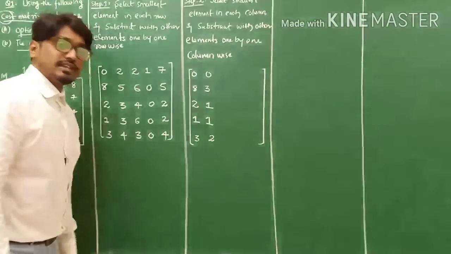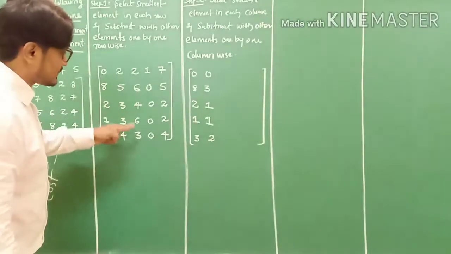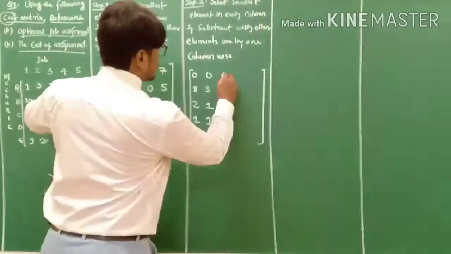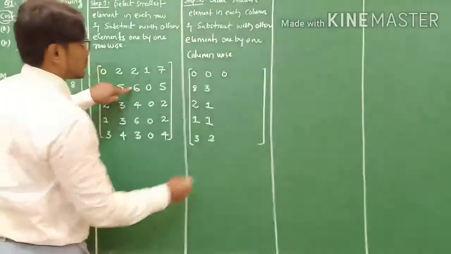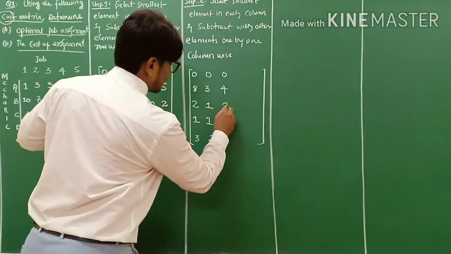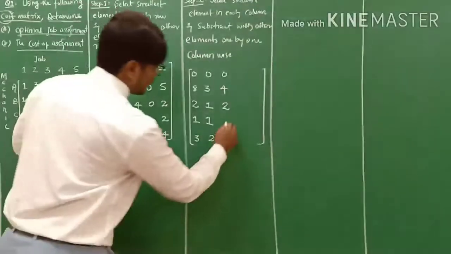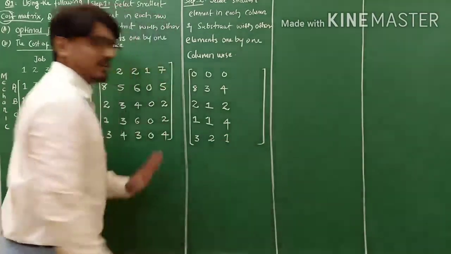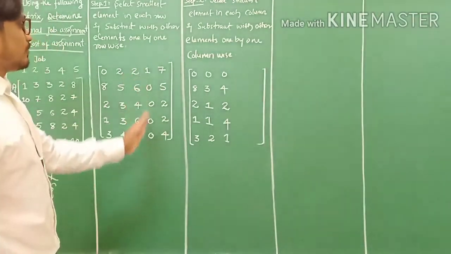Now you tell me which is the least: 2, 6, 4, 6, 3. So again, 2 is the least. 2 minus 2, 0. 6 minus 2, 4. 4 minus 2, 2 my friends. 6 minus 2, 4. 3 minus 2, 1. See, very simple. Very simple. The same for the next one.